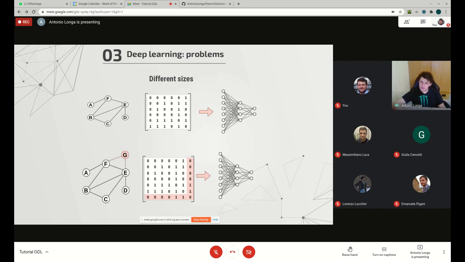So what does different size mean? Simply, as I introduced, suppose that this new node G appears on the graph. Then the adjacency matrix will also be bigger, like in this figure. And if we trained our model on this first neural network, then we will need a new input, and the network is not trained to do this. So this is a problem.